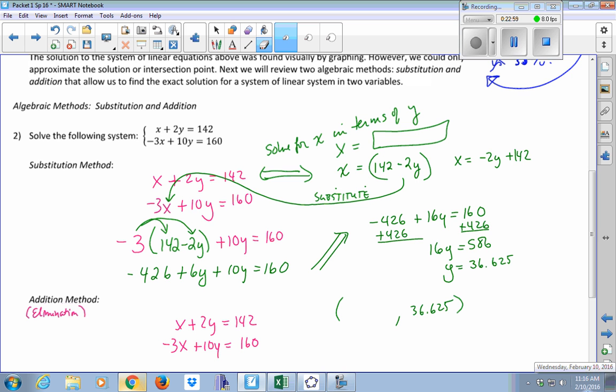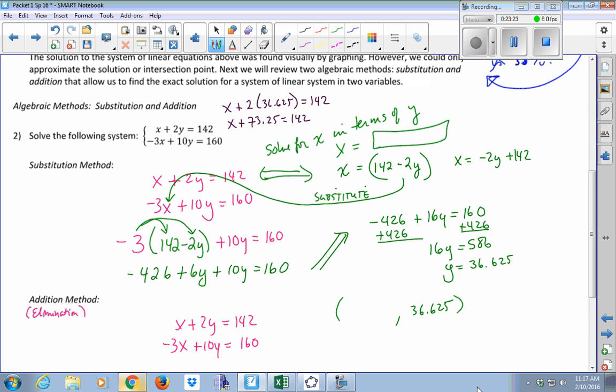So I'll go back to x plus 2y. And let's see, y here is 36.625. And I solve that equation to find my x value. So let's see. What's 2 times 36.625? 73.25 equals 142. So x equals 68.75. So my common solution is 68.75.